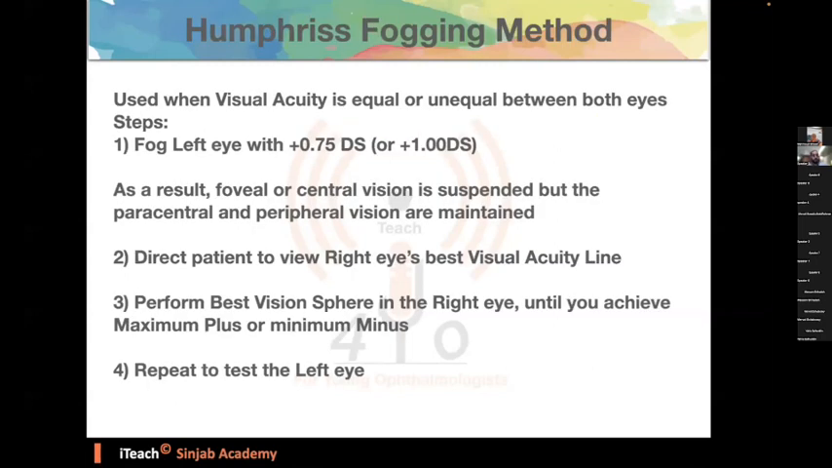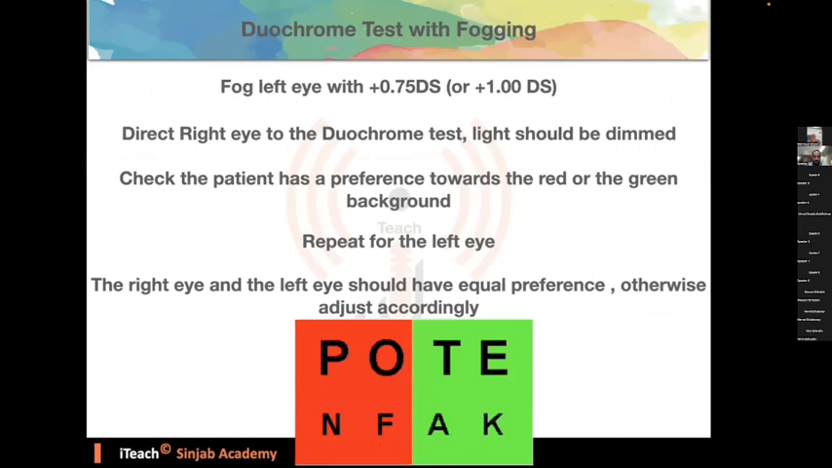And the most common method used is the Humphriss fogging method. And we use a plus 0.75 diopter spherical lens to fog the left eye. And as a result of that, central vision will be suspended, but the pericentral and peripheral vision are maintained. And we direct the patient to view the right eye best visual acuity line, perform the best vision sphere in the right eye until we gain the maximum plus or minimum minus, and we repeat the test for the left eye.